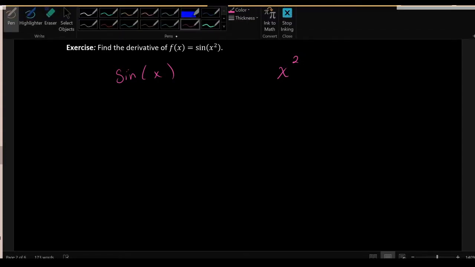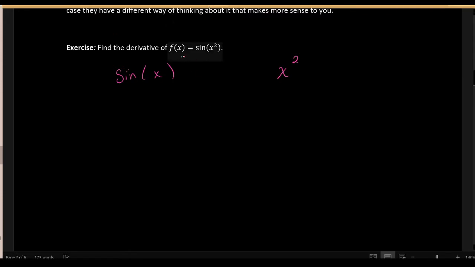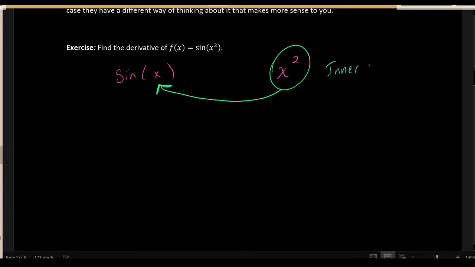To answer that question, I'm going to note the fact that in the function that I was given, the x squared has taken the place of x in sine of x. So the function that does the replacing, the function which replaces x, is the inner function. The function whose x got replaced, the function which in this case is literally on the outside, that function is the outer function.